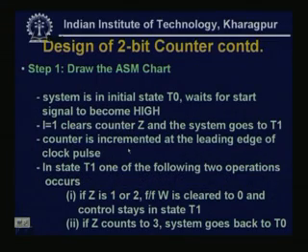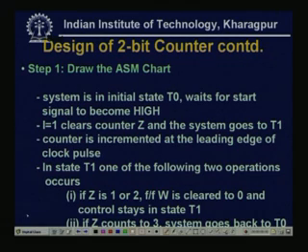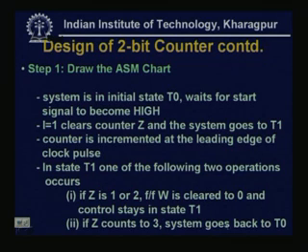A 2-bit counter, I want to see the performance or the function of the counter in this way. Now, the first step, it is a 3-step procedure. So, first step is draw the ASM chart. The system is in initial state T0 and waits for start signal to become high. Now, if I equal to 1, it clears counter Z and the system goes to T1. Counter is incremented at the leading edge of clock pulse. In state T1, one of the following two operations occurs. If Z is 1 or 2, flip flop W is cleared to 0 and control stays in state T1. If Z counts to 3, system goes back to T0, because it is only a 2-bit counter.